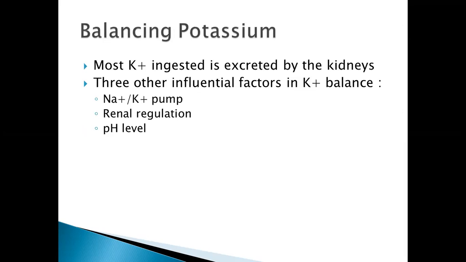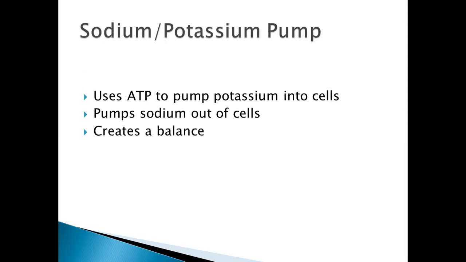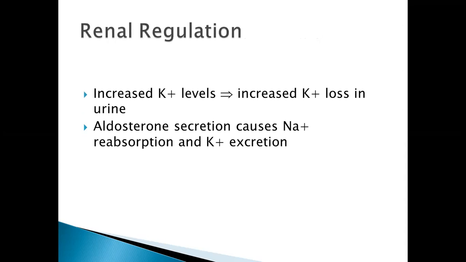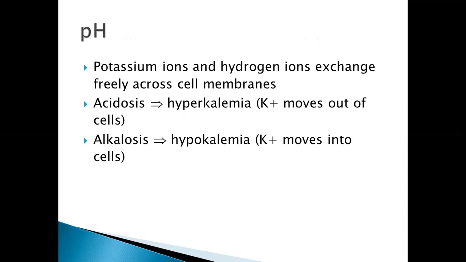Most potassium that we ingest is excreted by the kidneys. The other influential factors in potassium balance are the sodium potassium pump, renal regulation of potassium, and pH. The sodium potassium pump, as we have established, uses ATP to pump potassium into the cells against their concentration gradient, and it pumps sodium out of the cell, so it creates a balance. Renal regulation involves increased potassium levels, which will lead to increased losses in urine. So aldosterone secretion causes sodium reabsorption but potassium excretion, so it helps in maintaining balance.